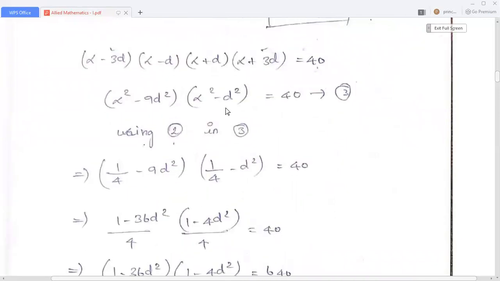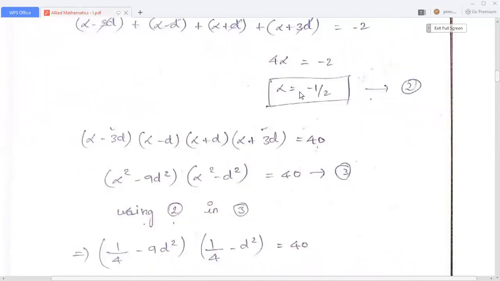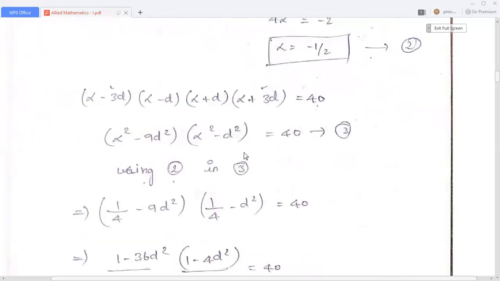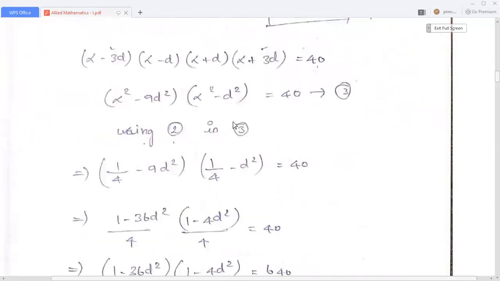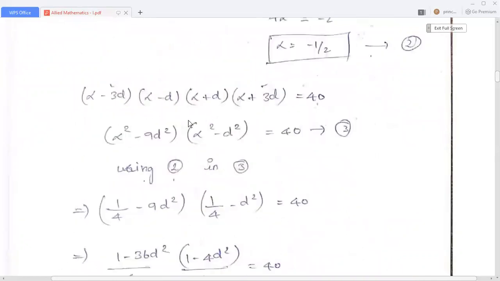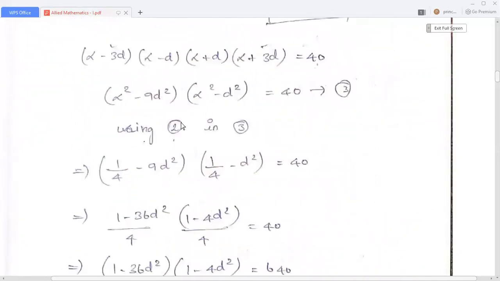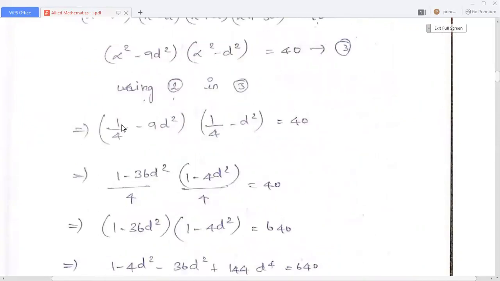Using the value of alpha in equation number 3. So here alpha is -1/2. We substitute that value in equation number 3. That is (1/4 minus 9d square) into (1/4 minus d square) equal to 40.